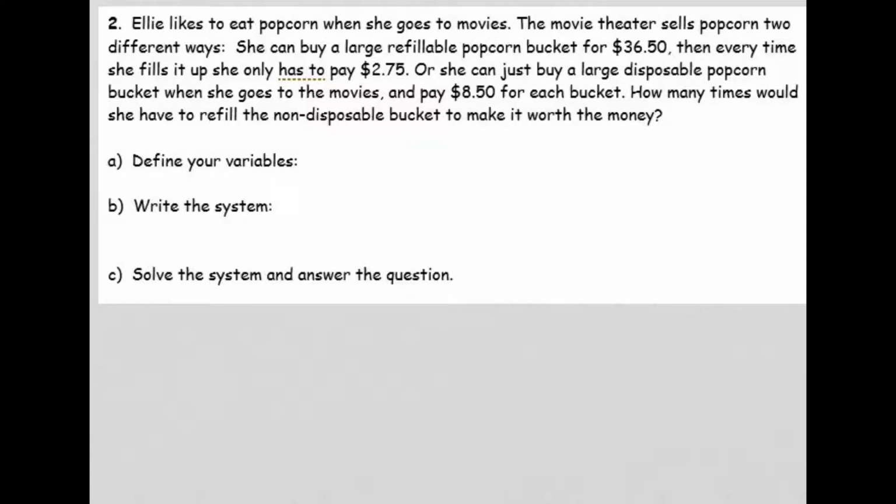You know, you might be waiting in line the next time you're at the movies and wonder this same thing. They have a drink special or a popcorn special. How can we figure that out? Well, let's define the variables. Go back to the question. How many times would you have to refill the bucket to make it worth the money? I bet we're looking for an answer to this. How many times to refill the bucket?